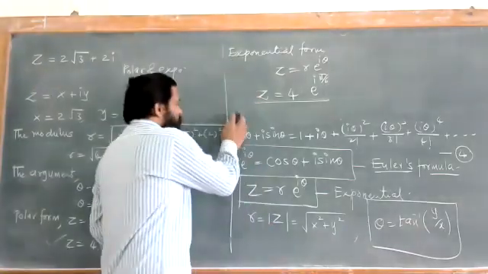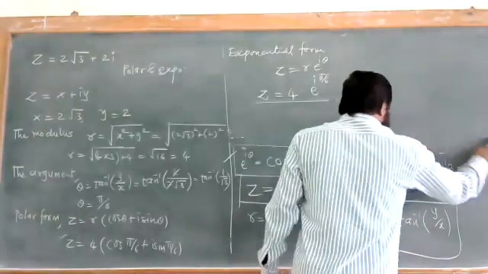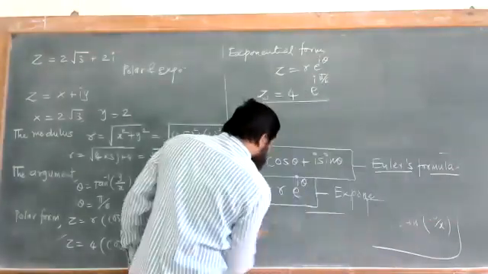There are three different forms, and we have some another condition that is known as the Euler's formula.